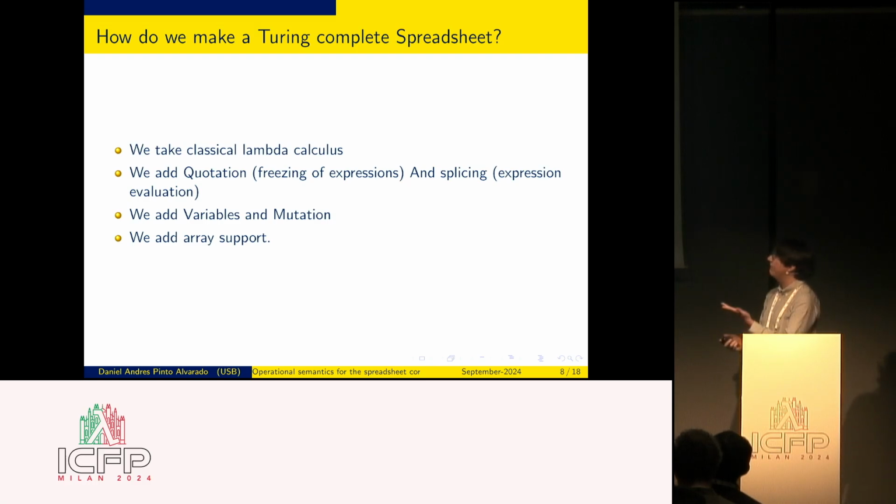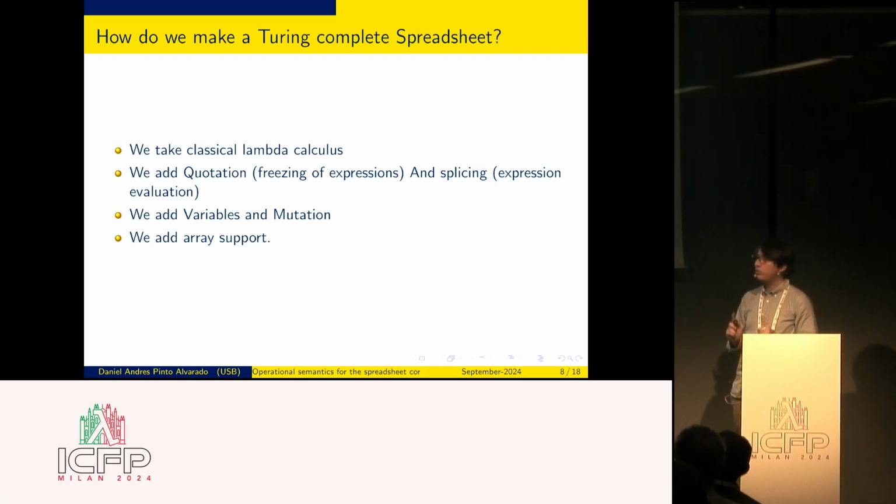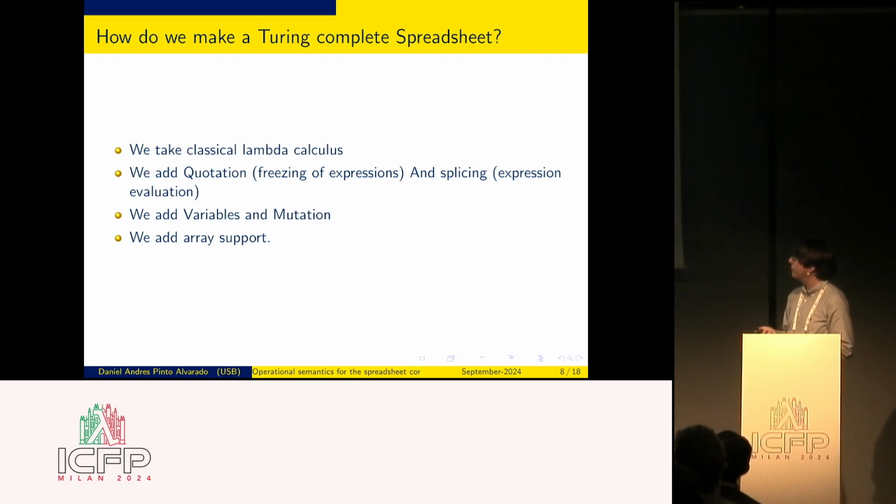So how do we make a Turing-complete spreadsheet? Well, we take classical lambda calculus. We add a little bit of quotation, which freezes expressions. And whenever you have quotation, you also have to add splicing. You add a little bit of variables and mutation here and there. And finally, when you add array support, you have not only a functional spreadsheet, but so much more, something that allows you to do symbolic computation and the like.